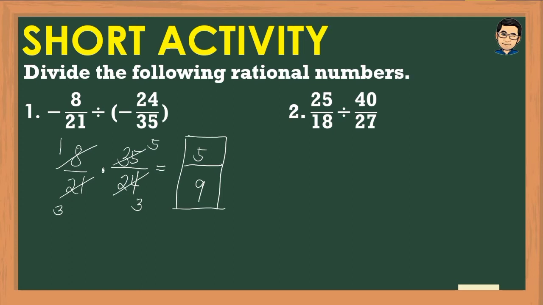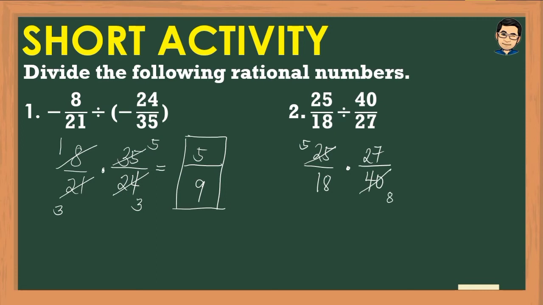Next, 25 over 18 divided by 40 over 27. Again, we multiply the dividend 25 over 18 by the reciprocal of the divisor, that is 27 over 40. Now, 25 and 40, the GCF is 5. So, 25 by 5, that is 5. 40 by 5, that is 8.